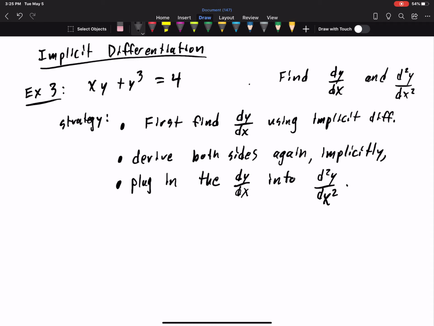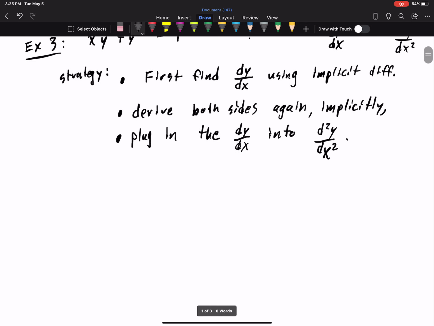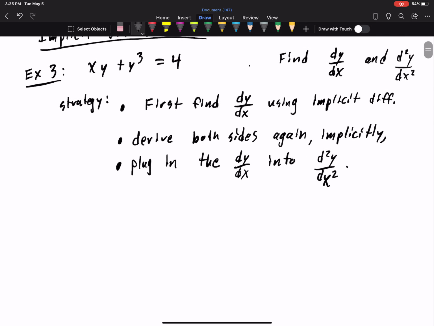First, find dy dx using implicit differentiation, the same methods that we've been using, and then derive both sides again implicitly, and then finally plug the dy dx that you found using normal implicit differentiation into your second derivative once you've found it. Okay, that's the general strategy with this. You do this, you'll get it right every time. Assuming your algebra is right, of course. So if you haven't given this one a shot yourself, give it a shot. If not, and you just want to see how this is done, that's cool too.